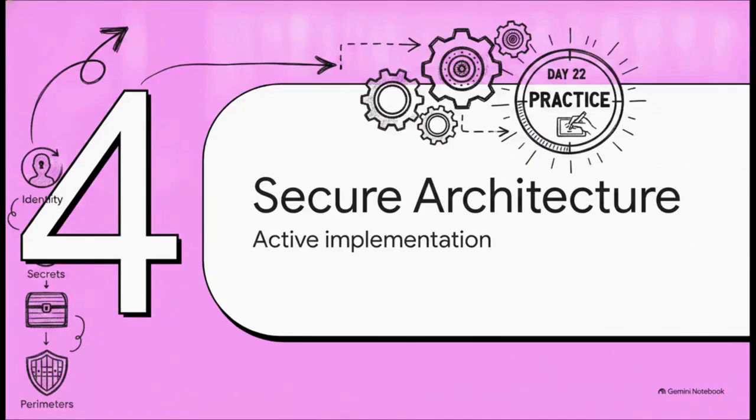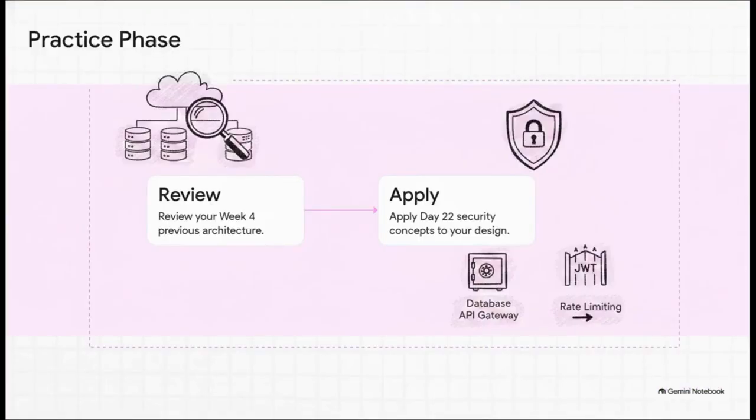Finally, we pivot to Section 4, Secure Your Previous Architecture. This is our active implementation challenge for today. The Day 22 syllabus actually mandates moving from passive listening right into active implementation. So here is the challenge. Step 1. Review your Week 4 previous architecture. Go ahead and pull up those diagrams, the load balancers, the application servers you designed earlier this week.